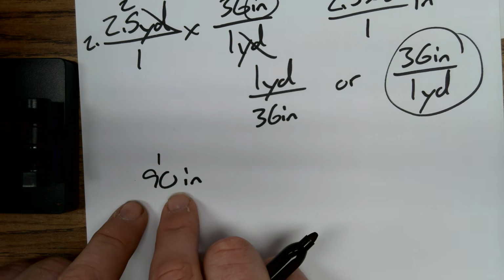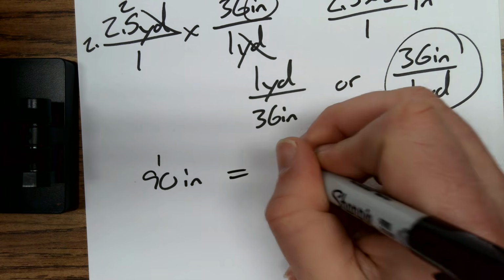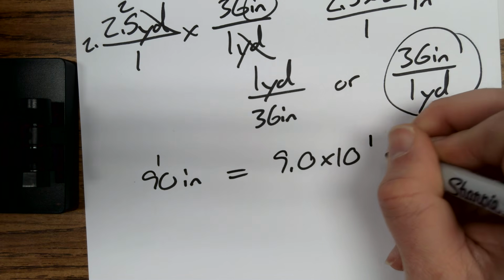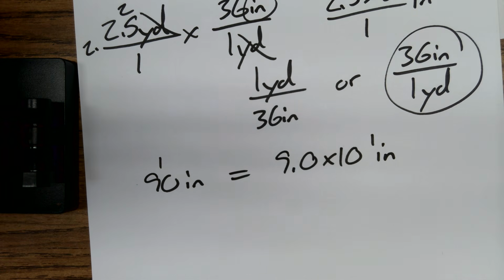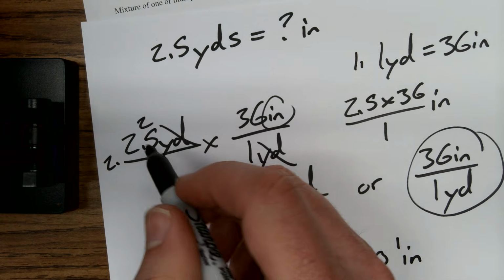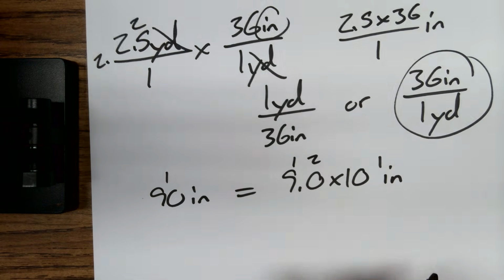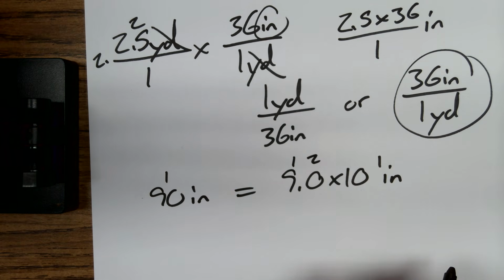And the easiest way to do that is scientific notation. Times 10 to the 1 inches. Now I have 2 sig figs. I start off with 2 sig figs. I ended in 2 sig figs. That's what we're going to expect from you.